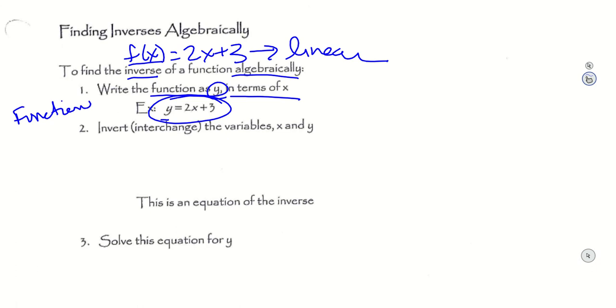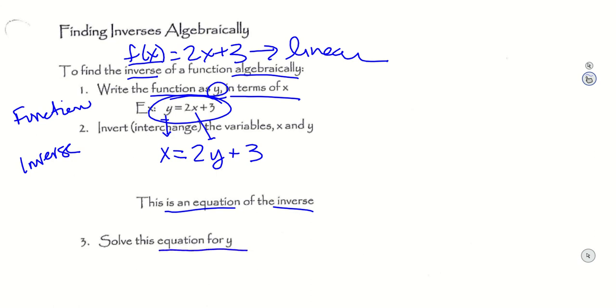Okay. Now, very easy to get an equation of the inverse of that function. We're going to interchange x and y. So where we see y, we're going to replace it with an x. And where we see x, we're going to replace it with a y. Every x would be replaced with a y, every y replaced with x. Okay? So this is an equation of the inverse. But we would like this equation solved for y. So we're going to solve this equation for y.